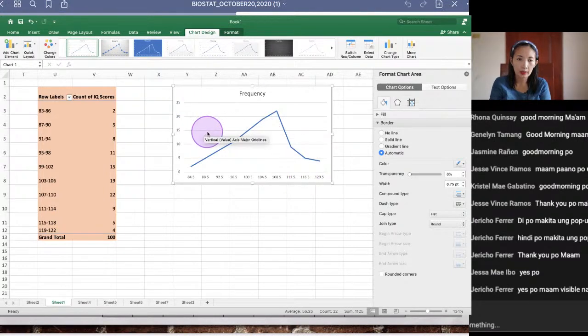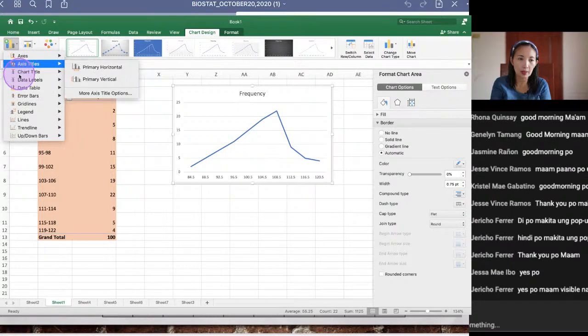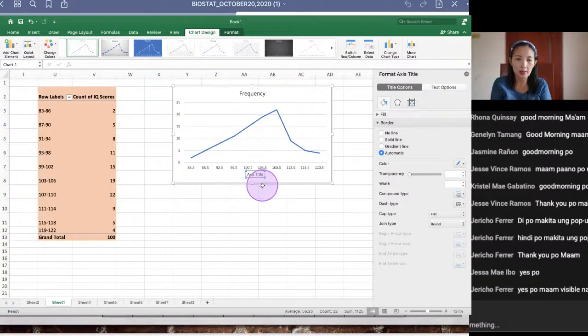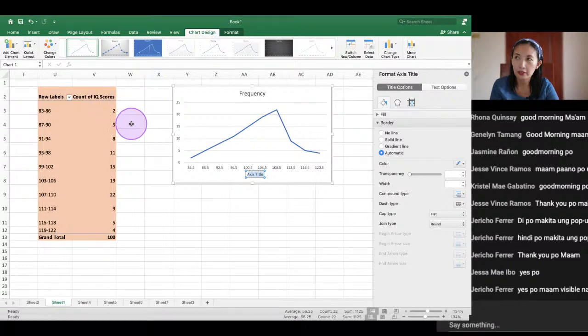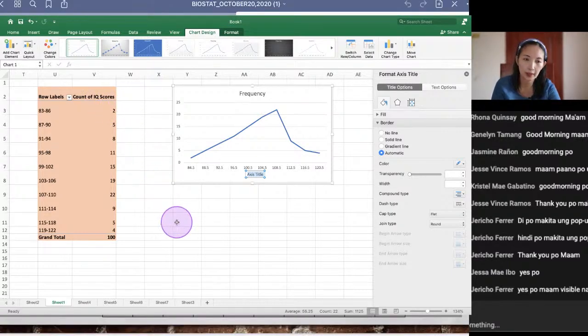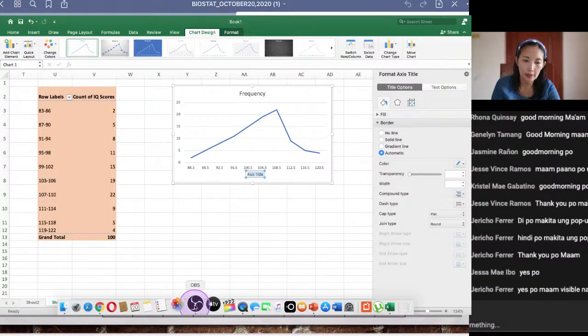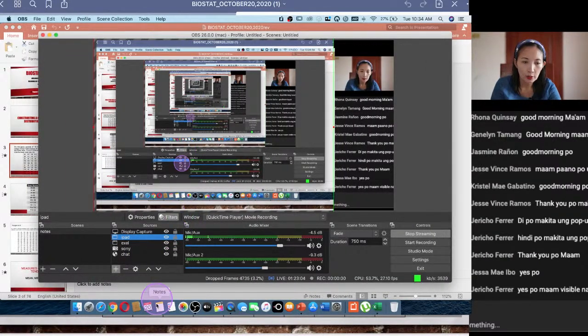Then you can do formatting. If you want to label your axis again, you can add chart elements, axis titles, horizontal. These are the class marks. Take note that along the x-axis are the class marks, and along your y-axis are the frequencies. Okay, so that's it. We can move on to the next.